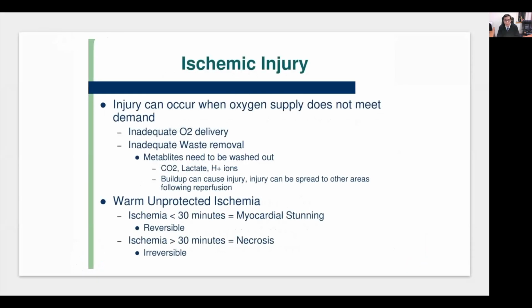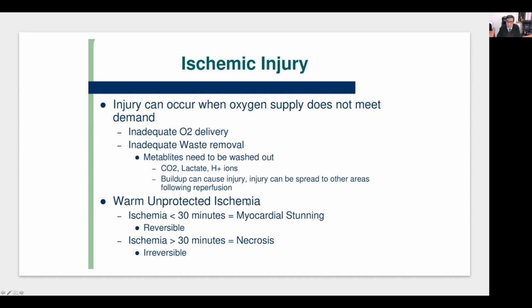So as many of you are familiar with ischemic injury, it really occurs when oxygen supply doesn't meet the demand. This is an important basic principle, but we often tend to forget it. It's inadequate oxygen delivery and inadequate waste removal. And for that, we need to remove both carbon dioxide, but also lactate, and importantly for the heart, protons, hydrogen ions, which can cause injury and particularly during reperfusion.